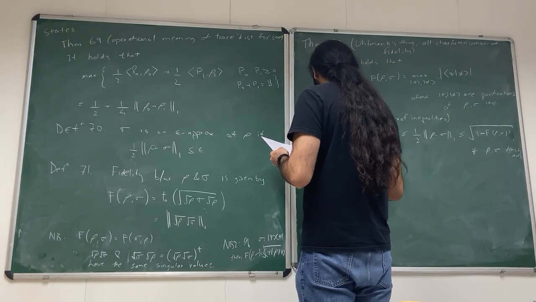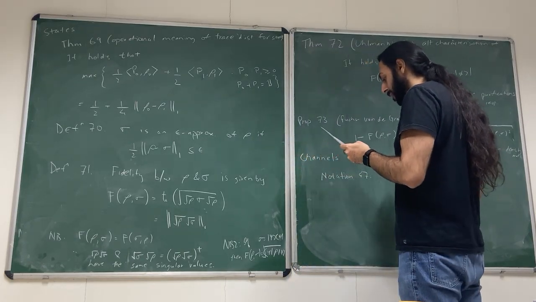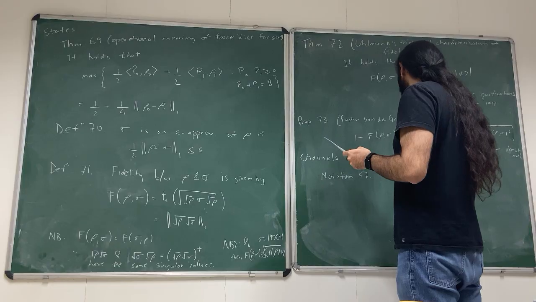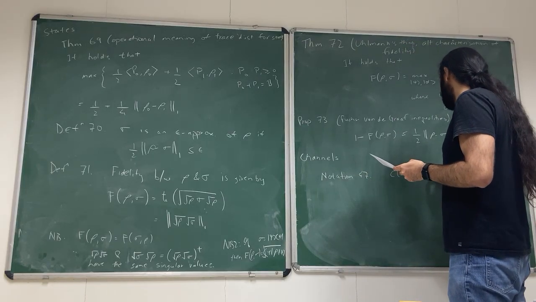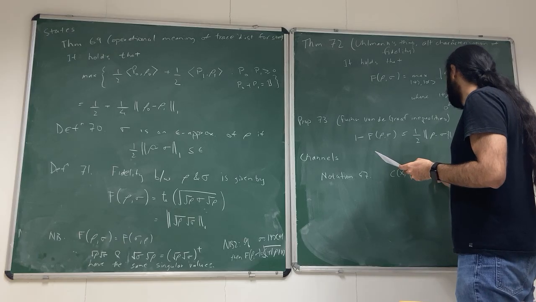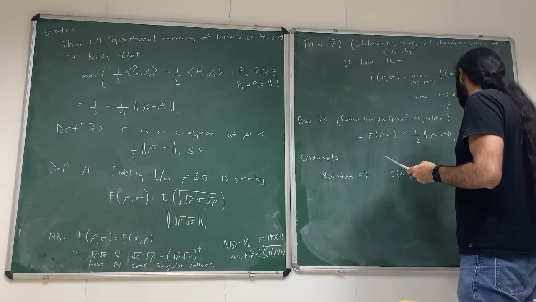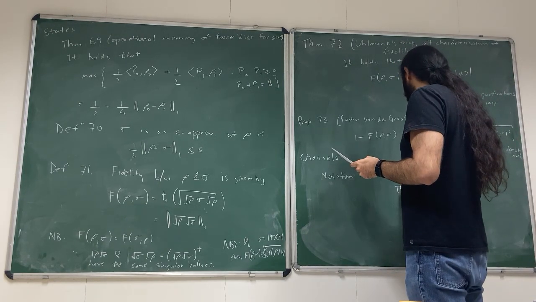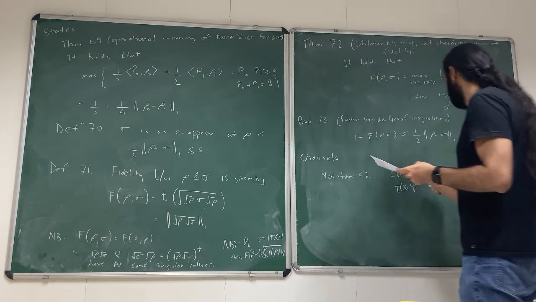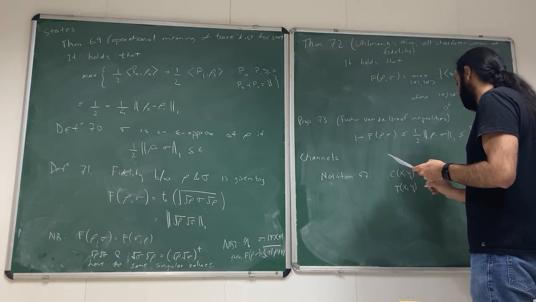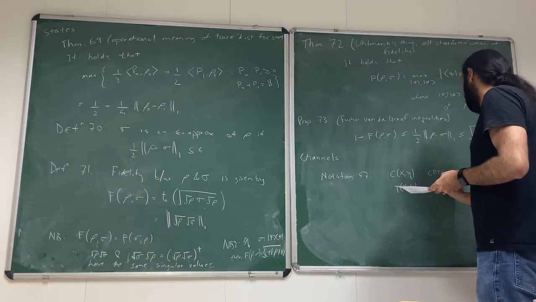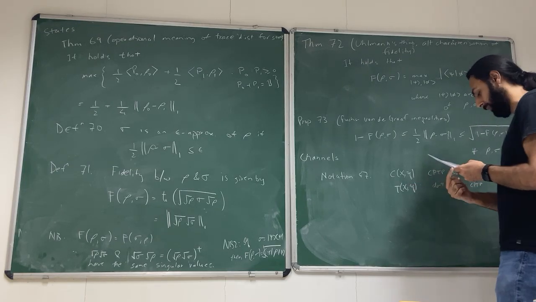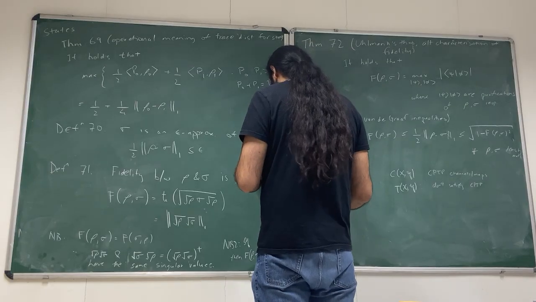Okay, so the notation here is the following. We're going to use C(X,Y) to denote CPTP channels, so completely positive trace preserving maps. And then we'll use T(X,Y) for linear maps that do not necessarily satisfy CPTP.